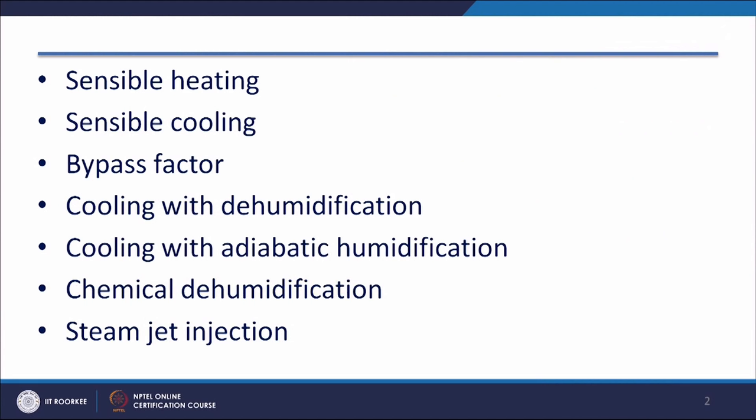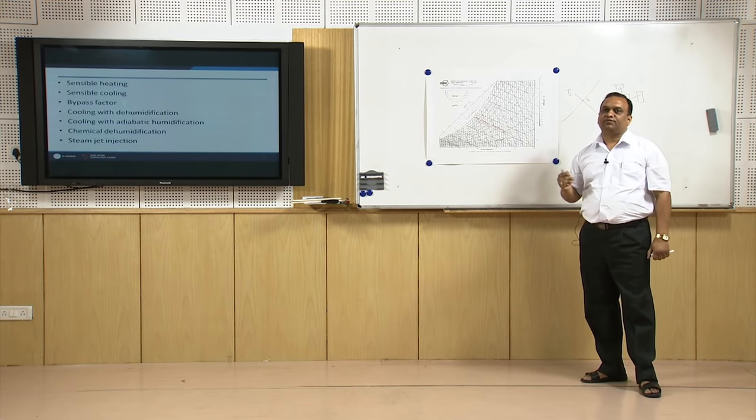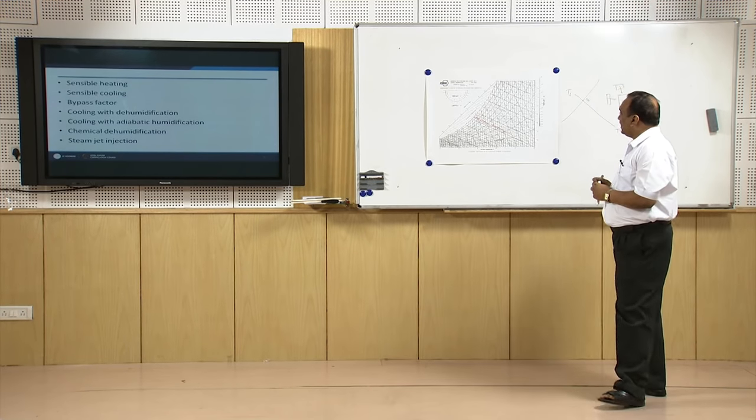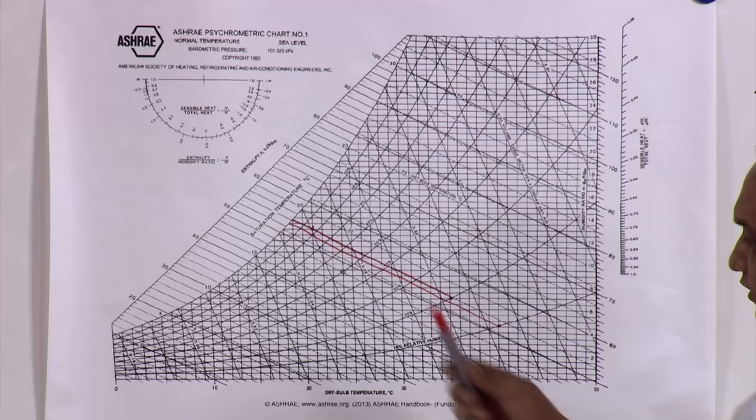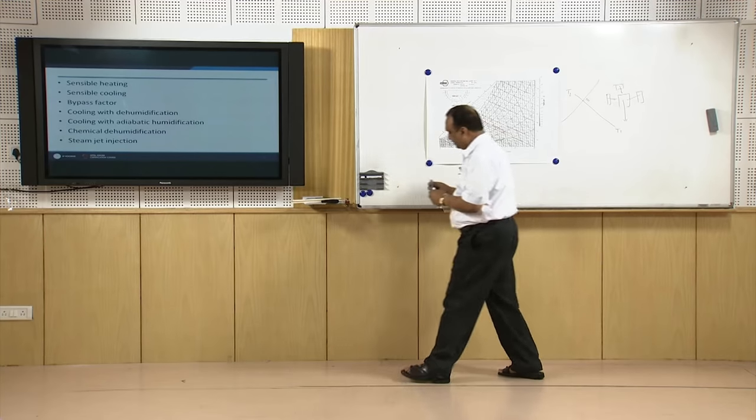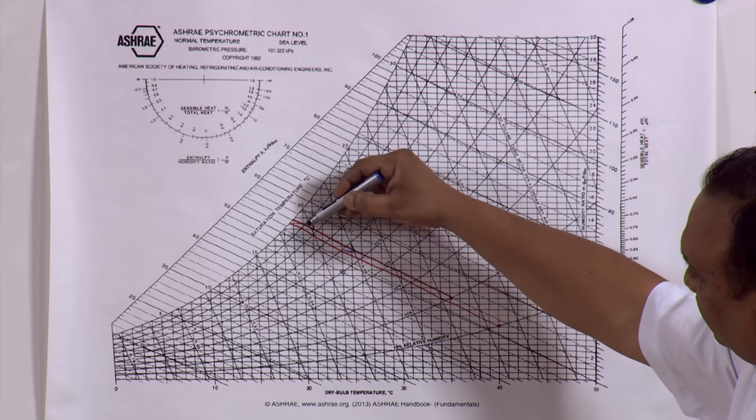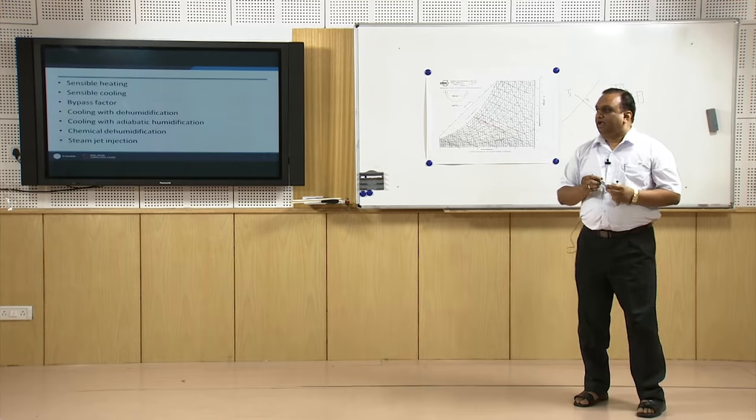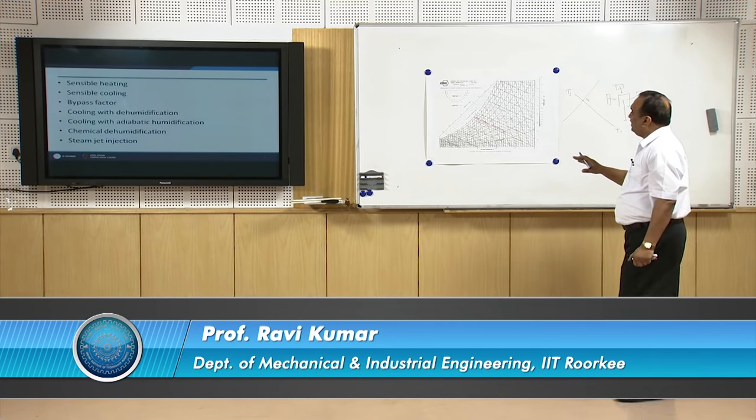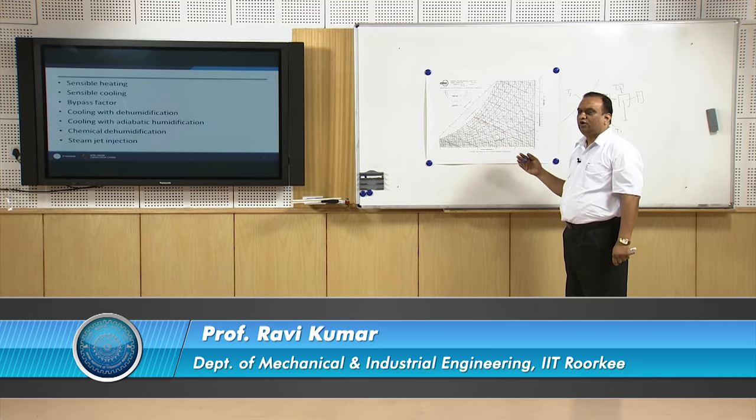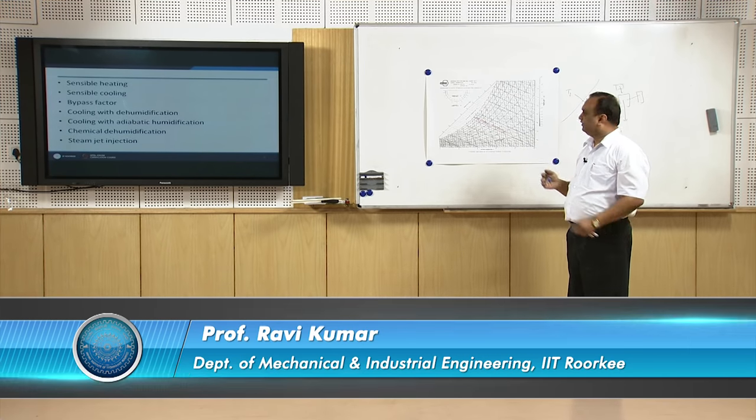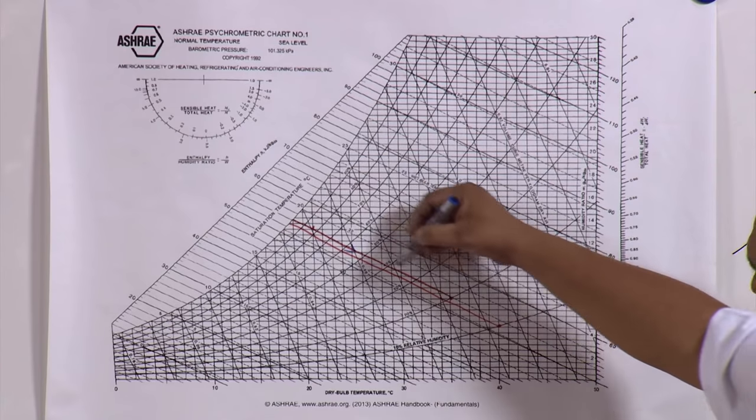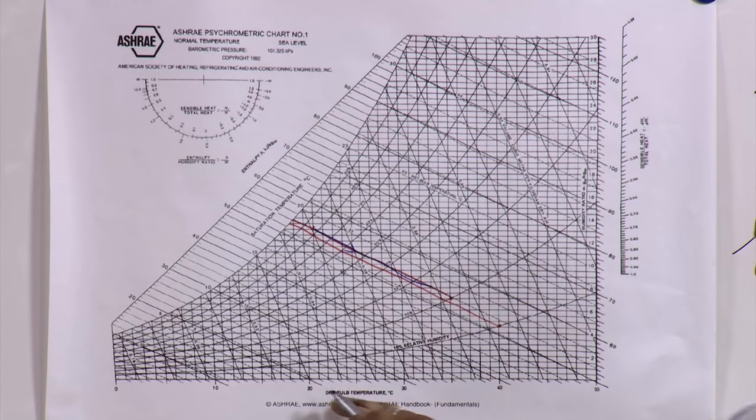Another is chemical dehumidification. Chemicals are also used to absorb vapor from the air, like silica gel. This chemical dehumidification process is the reverse of this process. This causes dehumidification and heating of the air, because the vapor present in the air is transformed into liquid form and the latent heat of the vapor is added to the enthalpy of air, and that is why there is a rise in temperature. So, this dehumidification process is the reverse of humidification, with a rise in dry bulb temperature.